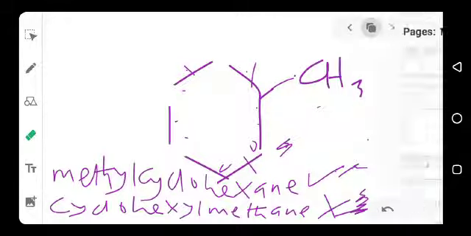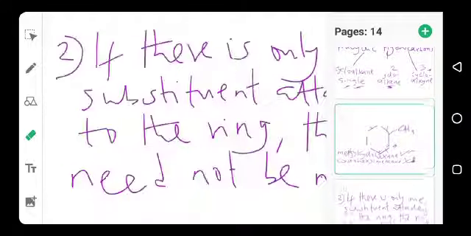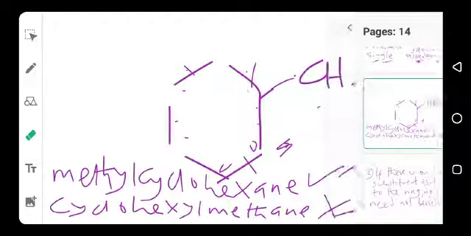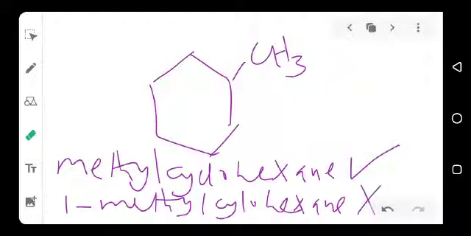So another thing, that's number one thing in naming a cycloalkane. Then number two thing, if there is only one substituent attached to the ring, it need not be numbered. Just like this example again. Now we have only one methyl group attached to it. So because of only one substituent, there's no other substituent.